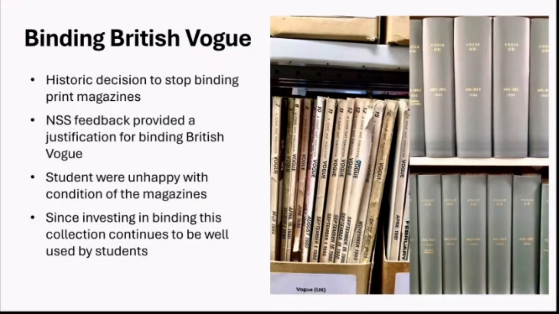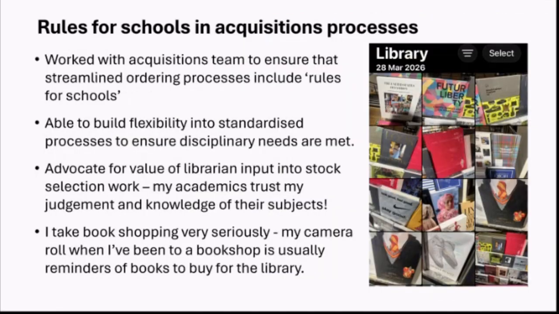And along similar lines, we had some NSS feedback that our copies of British Vogue were in a terrible state, and our fashion students were actually very upset by our lack of care for them. So this kind of gave us a business case to find some money and actually send all of our copies of British Vogue away for binding. We did this a few years ago, and it has made such a difference because they're all really nice on the shelves now. It makes them much more accessible, and they continue to be used by students because they don't look like they're going to be really dirty and horrible and messy to use.